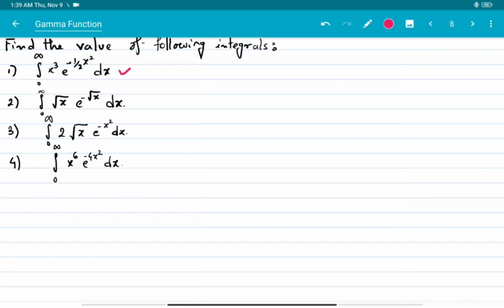Let us substitute. We are taking t equals 4x, so this is for problem 1. So t equals 4x, and dt will be 4 dx, right? So dx is nothing but 1/4 of dt. Great.